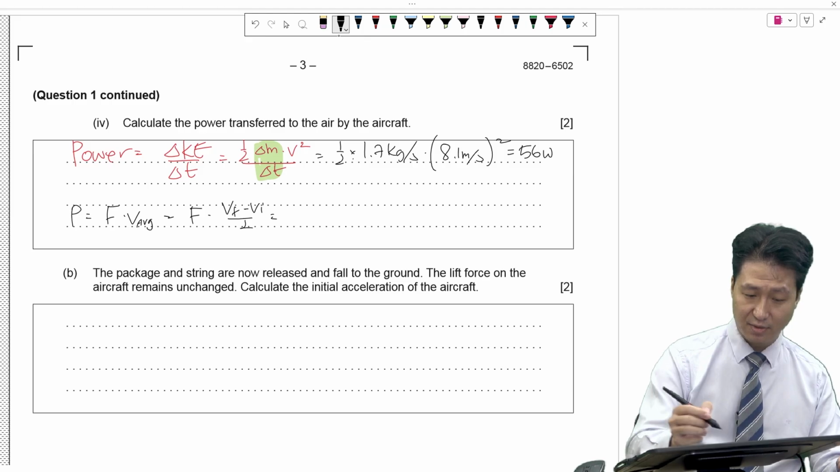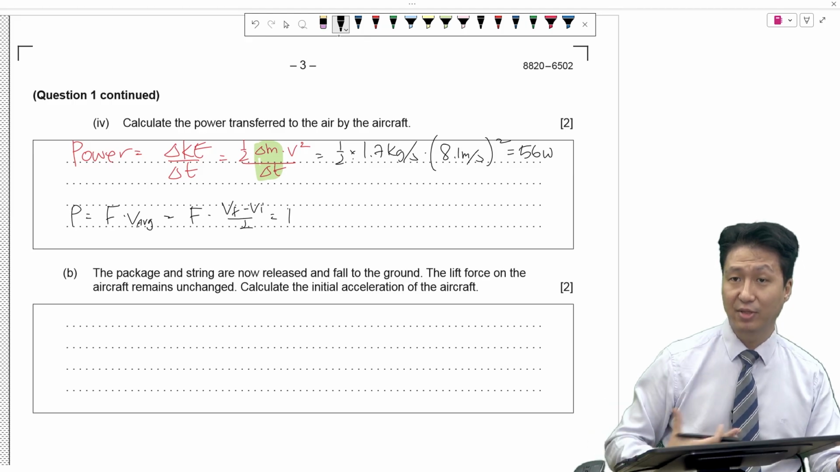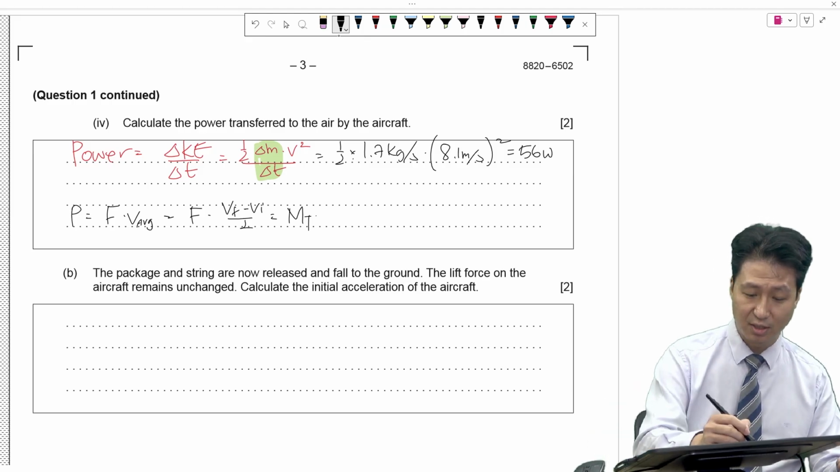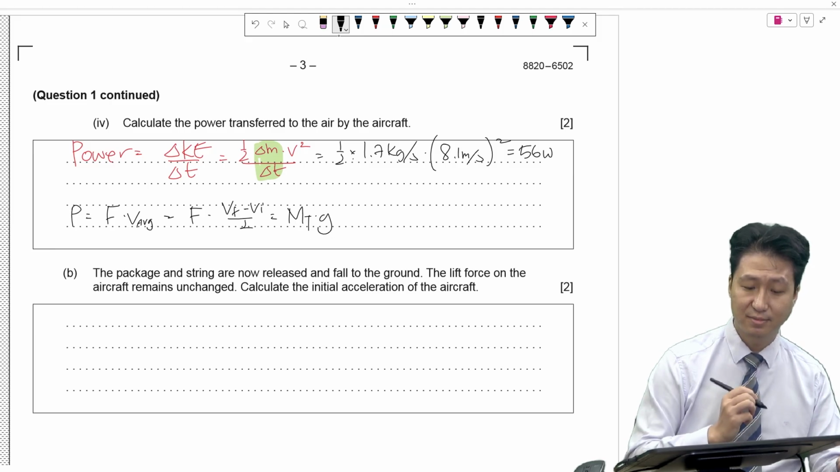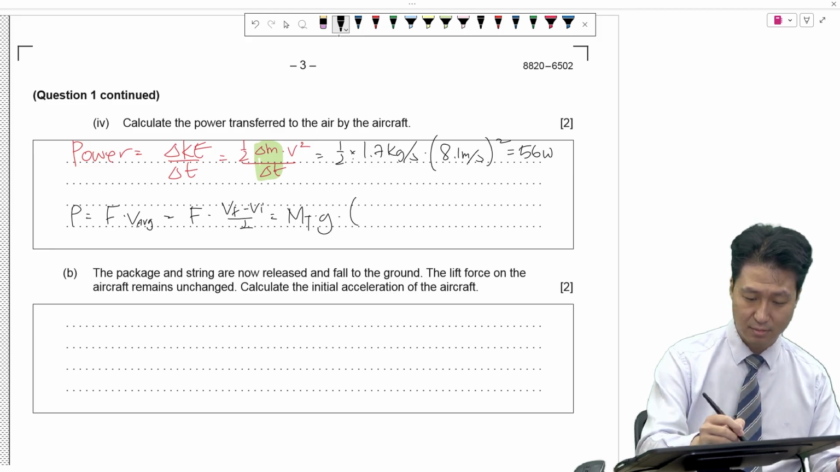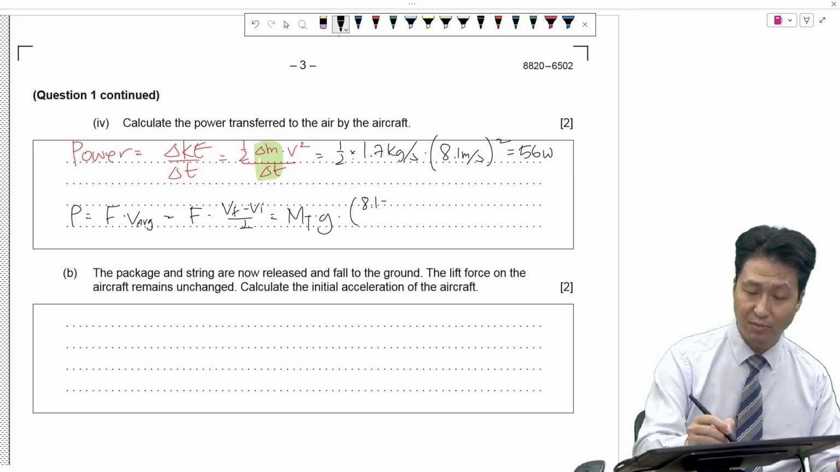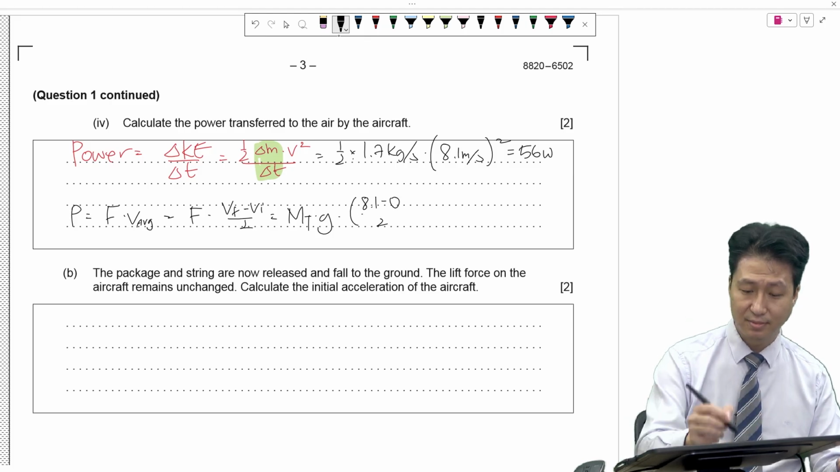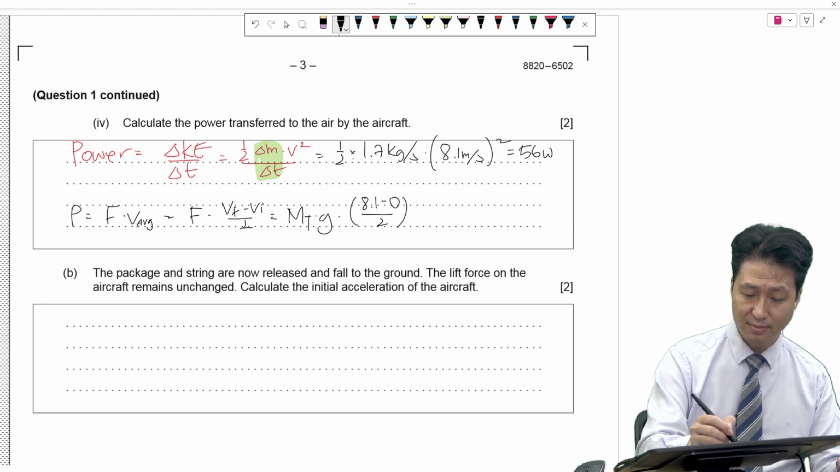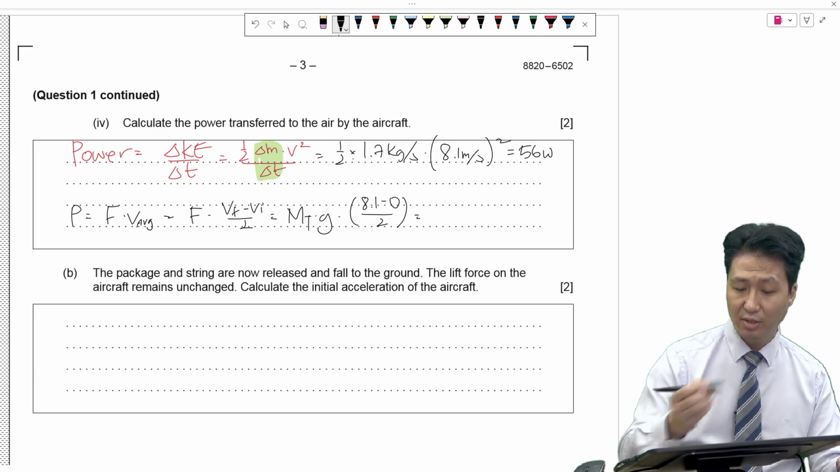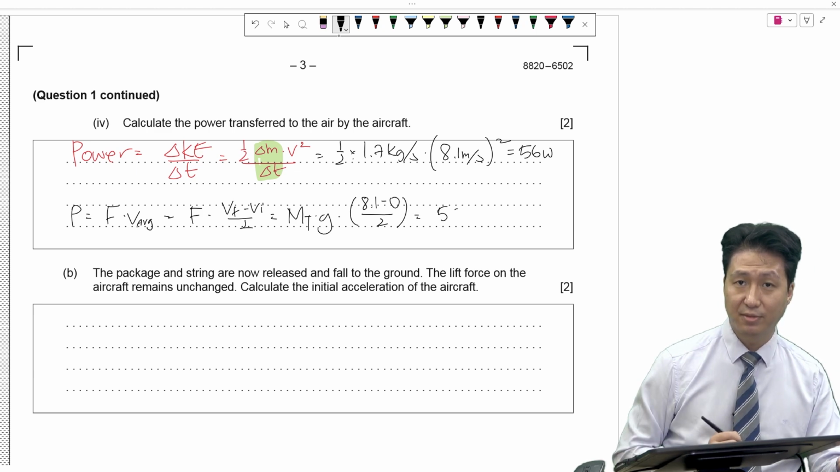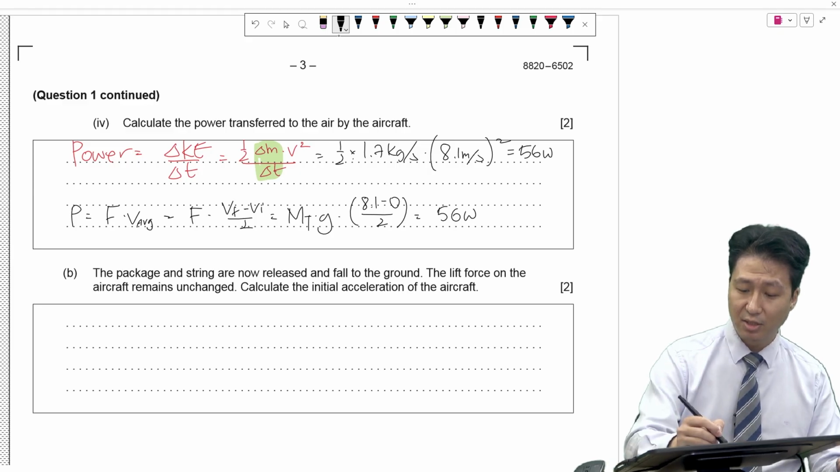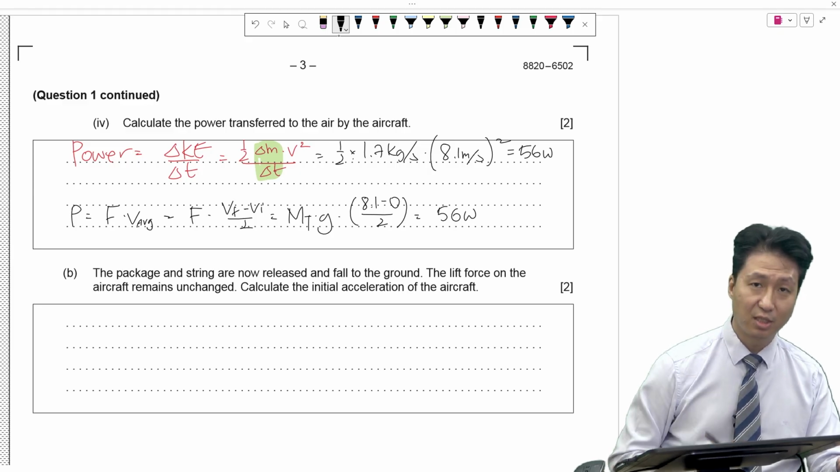We have the force, and we're talking about the total force on the system, which is the total mass times the gravitational acceleration, multiplied by the final velocity, which is 8.1 meters per second, and the initial velocity is 0. You divide this by 2, and you get the power. Incidentally, it would still be 56 watts. You should get the same result.